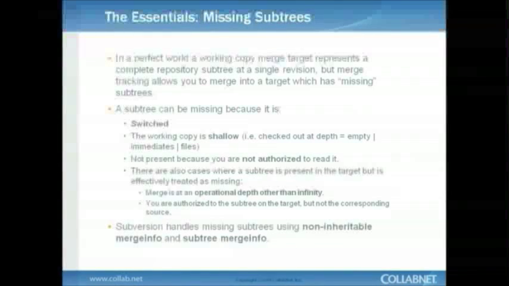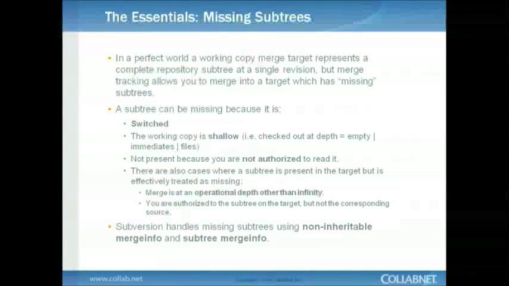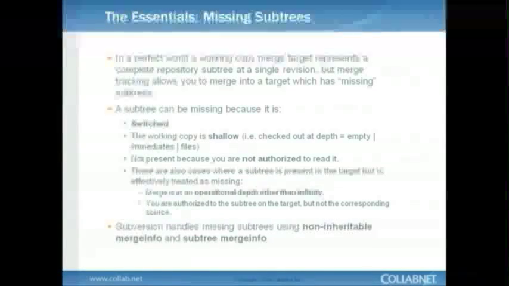Now, along with subtree merges, the other common cause of subtree merge info is missing subtrees in the merge target. By missing subtrees, I mean simply that the working copy merge target is missing something. It is not a complete representation of a repository subtree at a uniform revision. So how can a subtree be missing? There are three common ways. One, the subtree is switched. It points to some other part of the repository, so the real subtree rooted at the switch path can't be affected by the merge because something else is in its place, something else from another part of the repository.